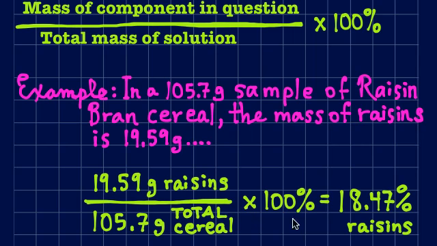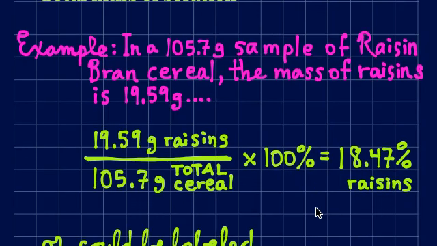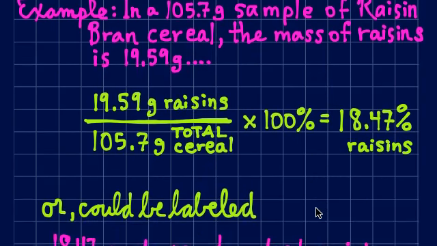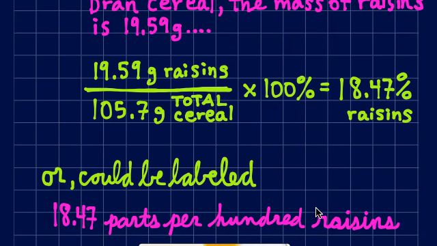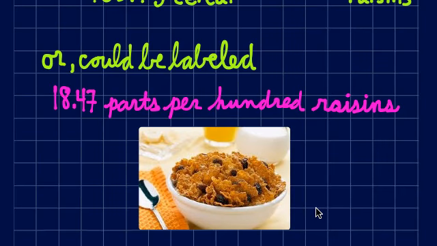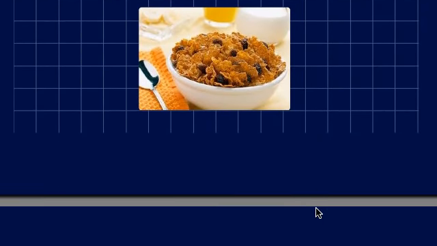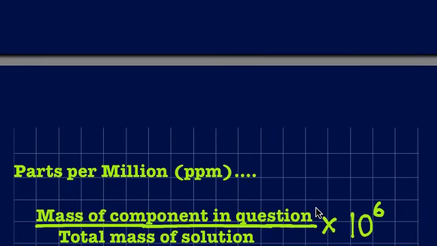Divide the two, you get 0.1847, take it times 100, stick a percent on the end, called 18.47% mass percent raisins in the Raisin Bran. Or you could say 18.47 part per hundred raisin by mass in the mixture. Interesting, but very functional, very versatile, works with anything.